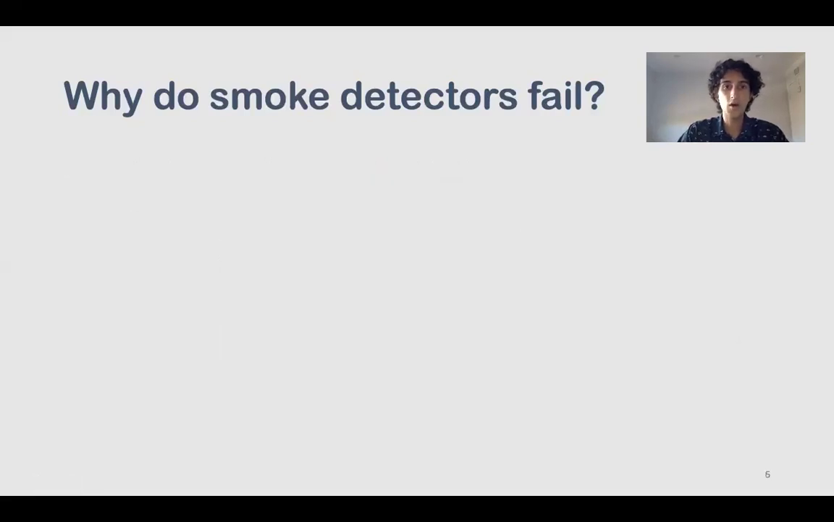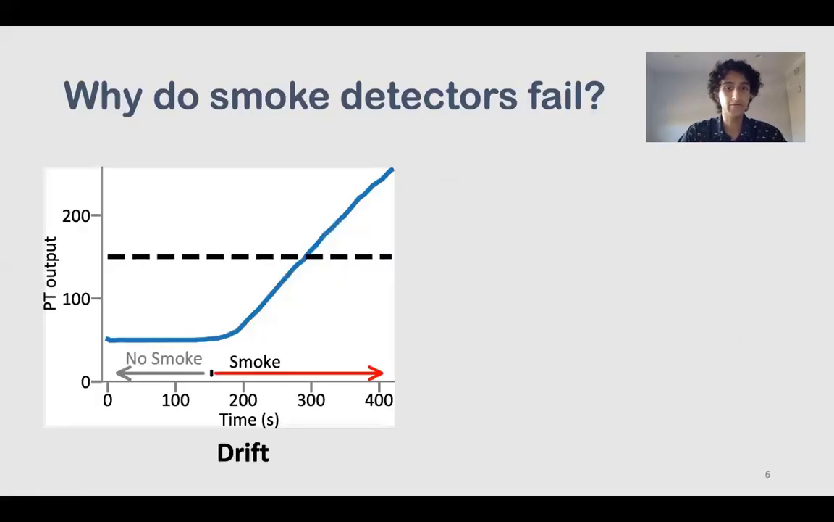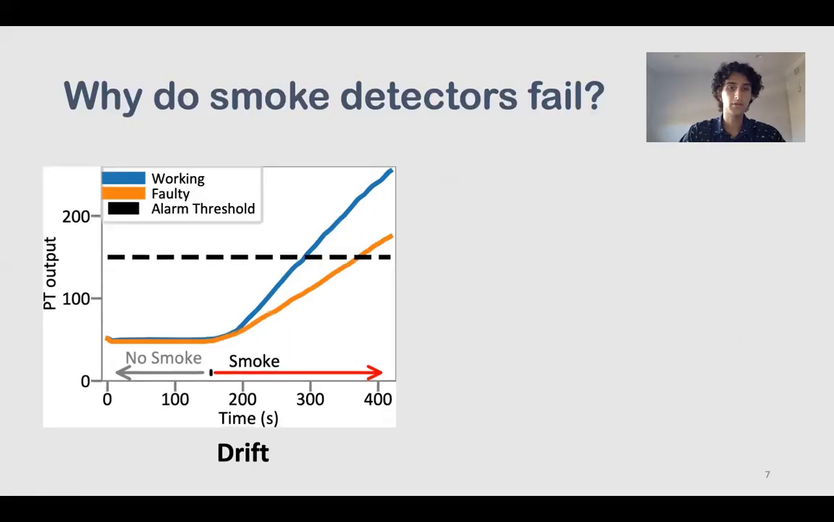To illustrate how this affects the operation of the smoke detector, we return to the same graph, which shows the phototransistor output as it is exposed to increasing amounts of smoke. The blue line shows a working phototransistor. This orange line shows a faulty phototransistor.